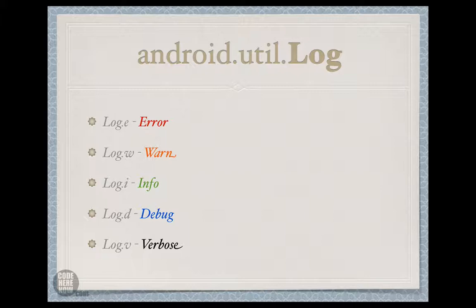And finally, we have the verbose level. Sometimes when you are developing a feature, you need to print messages which you will remove when the feature gets completed. So those kind of messages can be logged using the verbose level. And it is very important that the debug and verbose level messages do not show up in the production application.